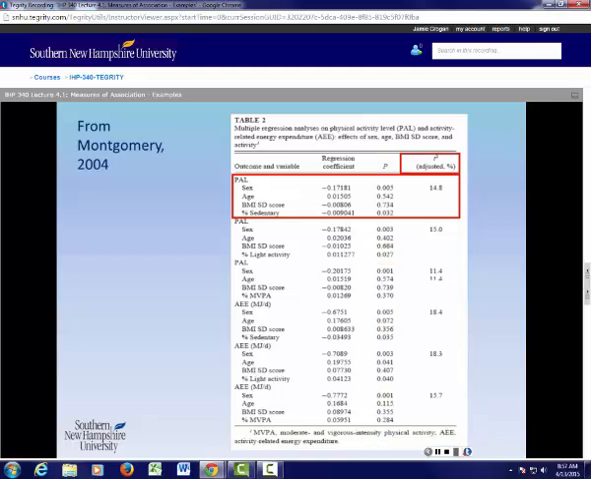And in the very last column, I've already talked about this a little bit. The T squared is really a typo. It's R squared. This is R squared times 100. It's expressed as a percent. This is the amount of variability accounted for. So if we look at this particular analysis that's in the box, the 4 variables, sex, age, BMI, SD score, and percent sedentary, all together account for 14.8% of the variability in PAL.